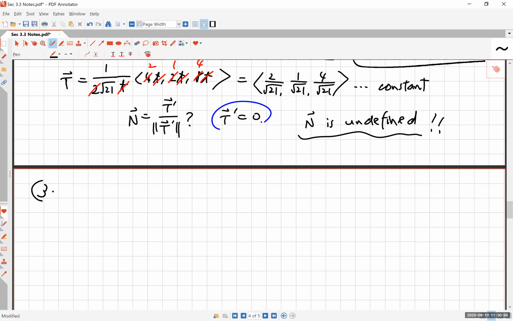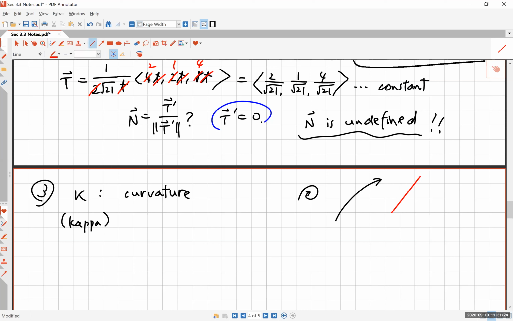All right, so the third part of this is kappa. Now this is actually a lowercase kappa in Greek, and this represents curvature. Okay, you can have a bunch of curves, right? So you can have a really tiny kind of curve here like this. You can have something like this. You can have a straight line, which looks like this, and so on, right?